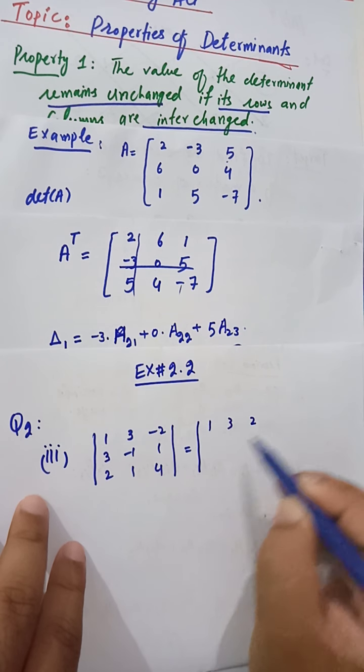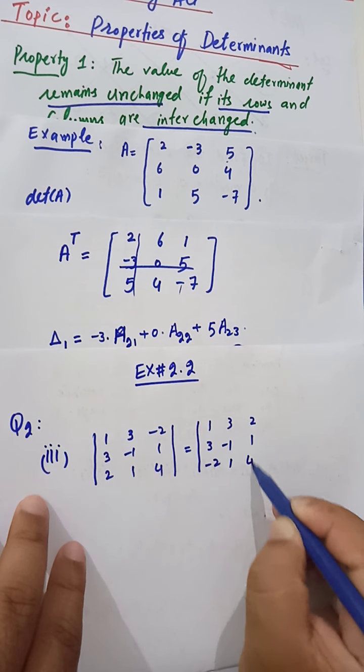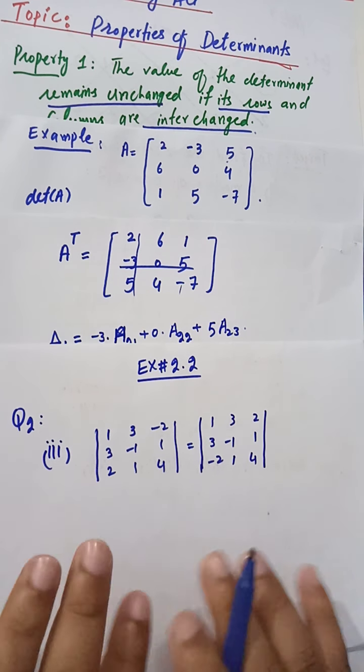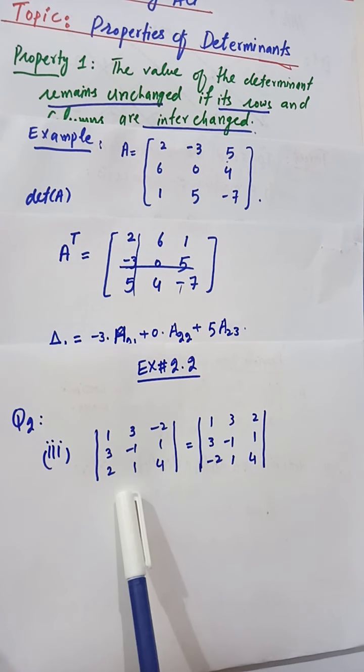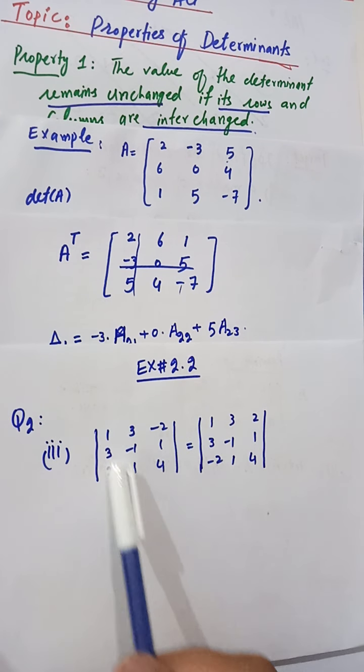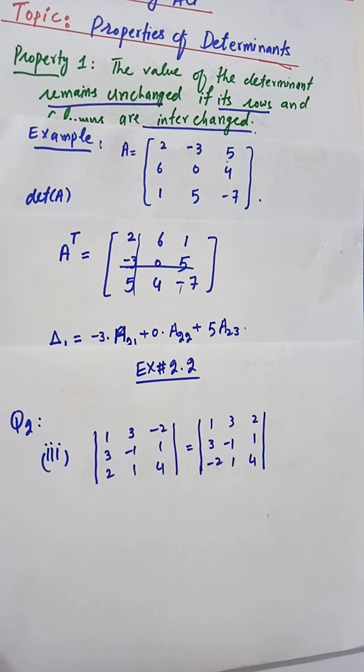1, 3, 2, 3 minus 1, 1, minus 2, 1, 4. So without evaluating the determinants, you see that this is the determinant on the left hand side of this equality, a 3 by 3 matrix determinant, and on the right side this is also the determinant of a 3 by 3 matrix. But the question says that without evaluating the determinant, meaning without using the definition of minors and cofactors, state the reason why these two determinants are equal.